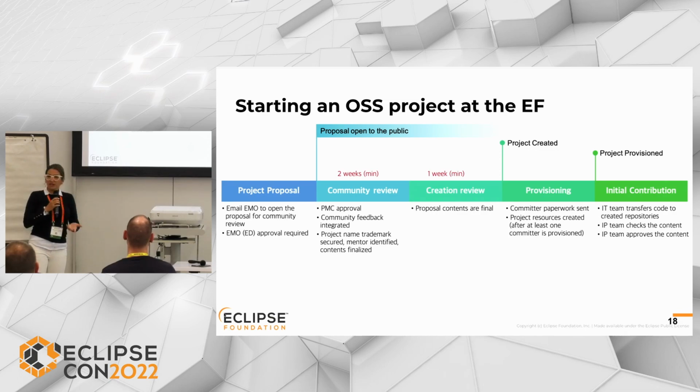We help you identify your architecture council mentor if you haven't already. We do a license check if you feel like choosing something other than EPL 2.0. And we finalize all the contents that are left a little bit immature in the proposal.